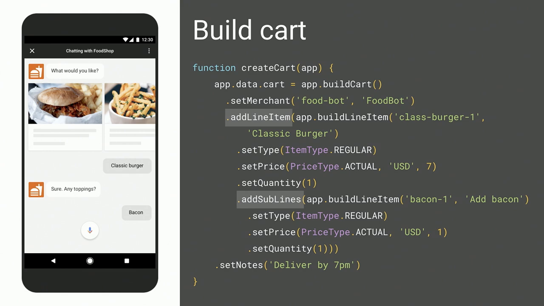So for this example, I've hard-coded items for the cart, but of course in a real app, you would determine the set of items over your dialog turns with the user. So here we're adding our burger with bacon and also specifying unique IDs, which are required for each item in the order, as well as price and quantity and other standard information.